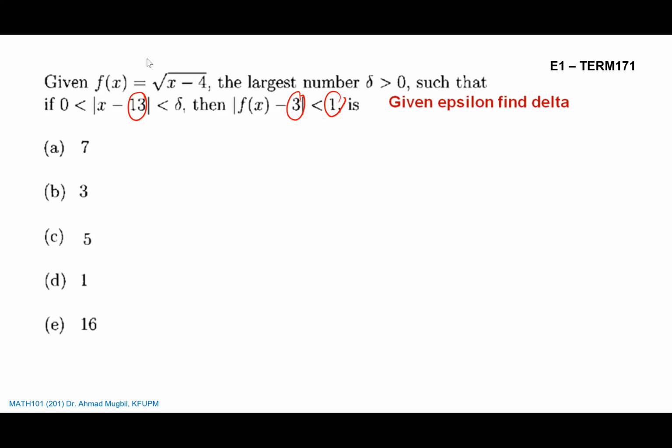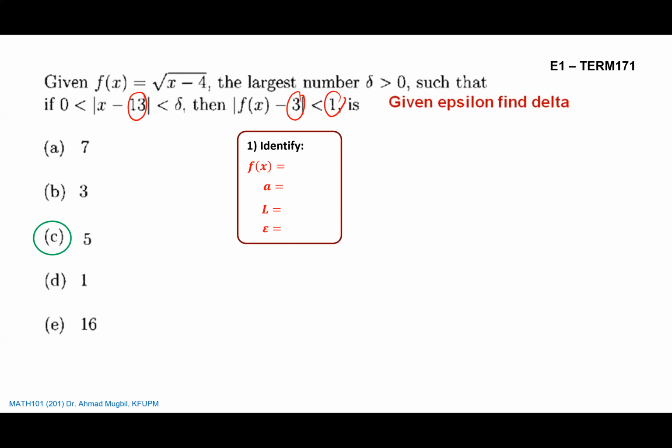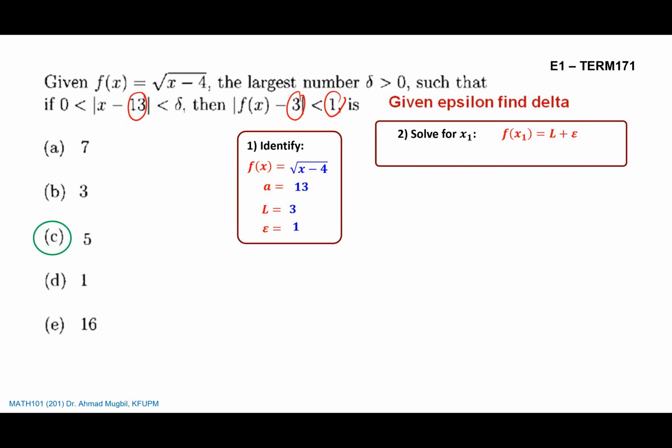The solution is given here for you with details. This is the final answer, and the solution is here. What you need to do is find what F is, what A is, what L is, what epsilon is. After that, there is no need to use the graph here. You need to find the largest delta.